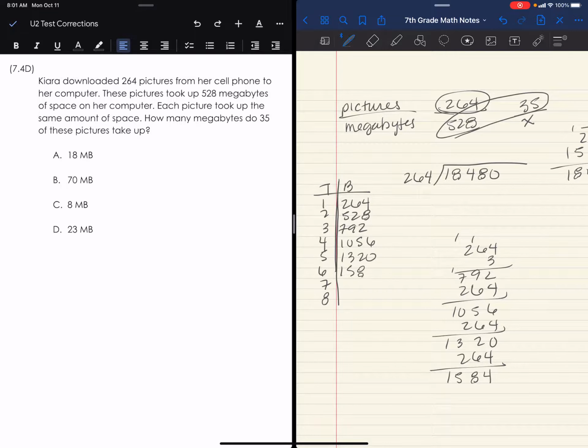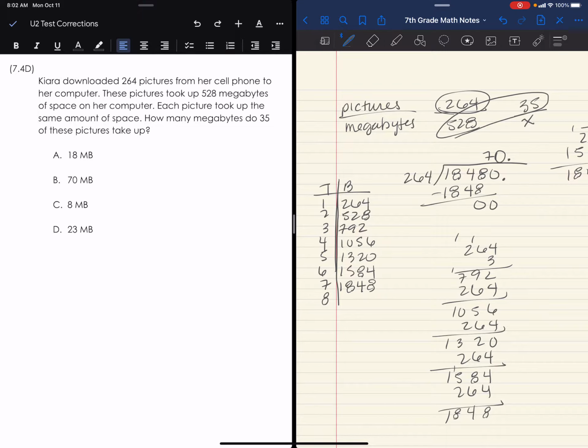1,584, 264. And I'm actually going to stop there because I see that 264 can go into 1,848 7 times. But I need to account for that 0, because my decimal would be at the very end and I have to go till I hit the decimal.